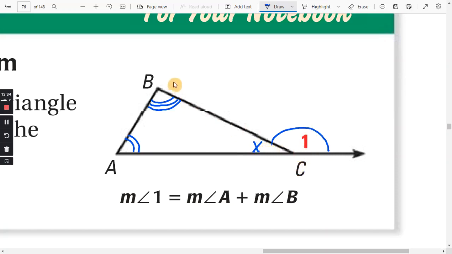So if you add angle B plus angle A, you add the measure of those two, they will equal the same measurement as the exterior angle, the one that's not next to it. So those two equal the measure of angle 1.